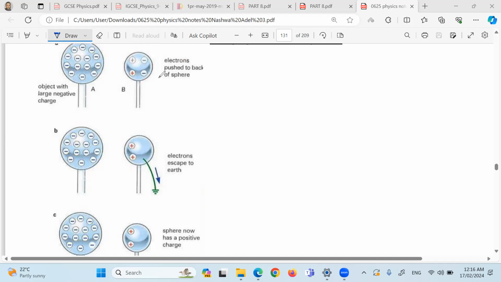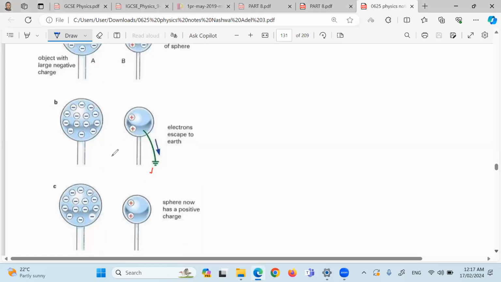Okay, then let's connect the right side with an earth wire so the electrons will escape through the earth wire. Be careful when you draw the earth wire. You will not find any charges here. Don't draw any charge here. So where are the electrons? The electrons escape to the earth through the earth wire. And now the positive charges here are stationary, fixed on the left side because they are attracted to the negative charge. Then remove the earth wire and then remove the negatively charged object.